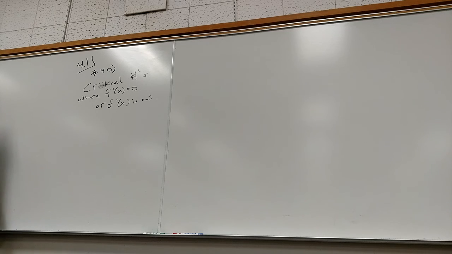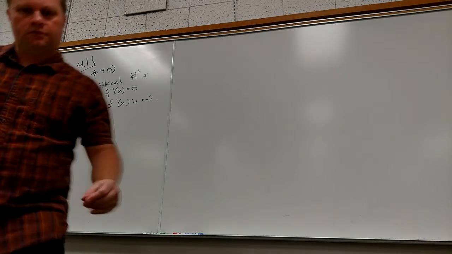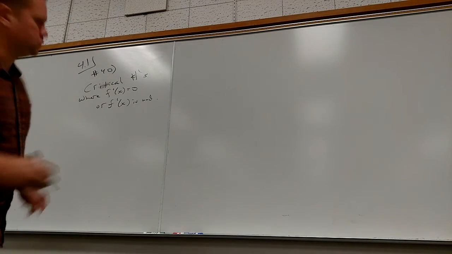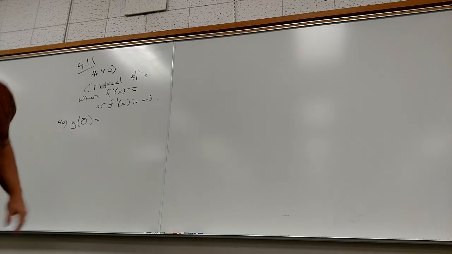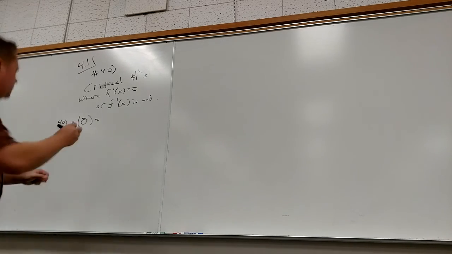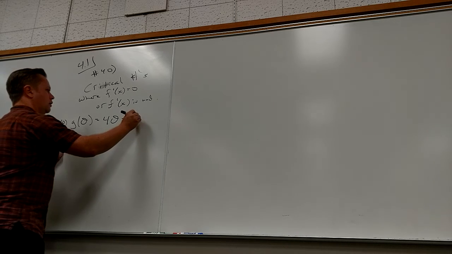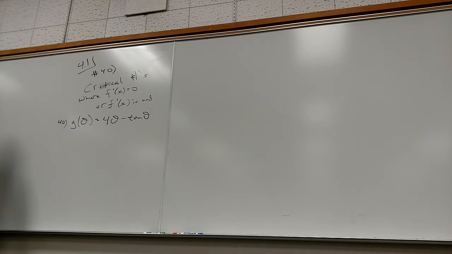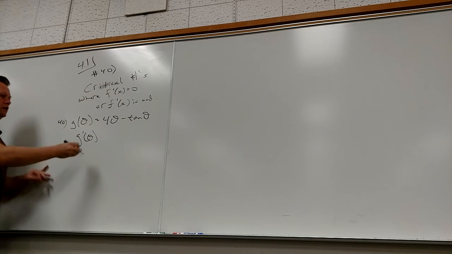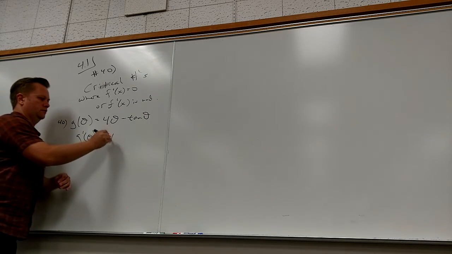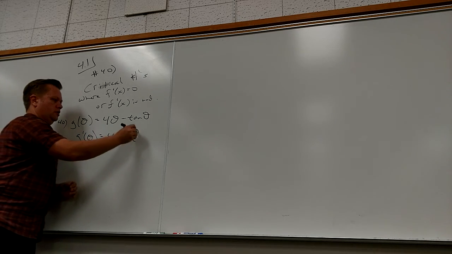All right. So number 40 says find the critical numbers, and you've got g of theta equals 4 theta minus tangent theta. That's going to be yummy. You guys should know when I say yummy, it's not the best. What is the derivative of this? Since the idea is to make this 0 or undefined: 4 minus secant squared theta.